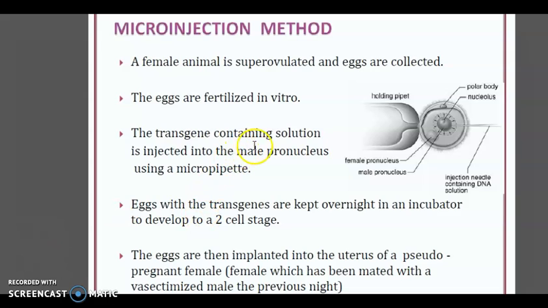In the microinjection method, a female animal is superovulated and eggs are collected. The eggs are fertilized in vitro. The transgene-containing solution is injected into the male pronucleus using a micropipette, and eggs with the transgenes are kept overnight in an incubator to develop to a two-cell stage. The eggs are then implanted into the uterus of a pseudo-pregnant female, that is, a female which has been mated with a vasectomized male the previous night.